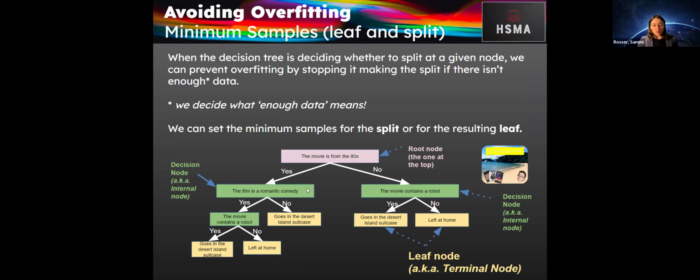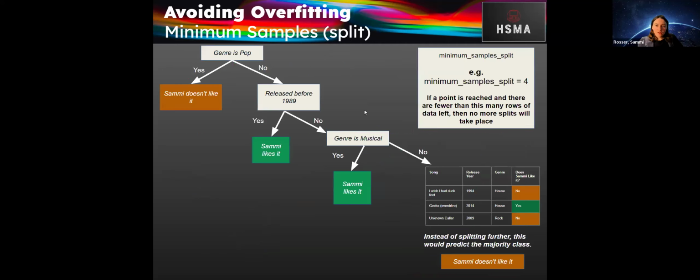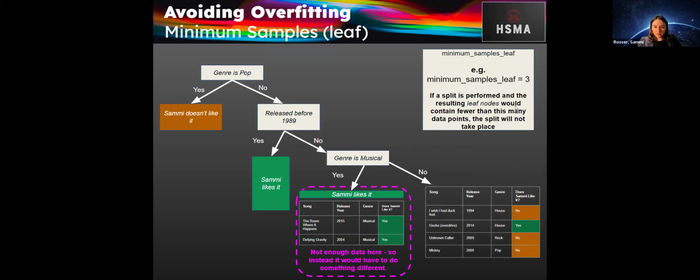So just as a reminder, we've got our leaf nodes down here. These are our split points, where we're going off down a yes or no question. So let's say minimum samples for split. This is a parameter that we would pass in when we create our decision tree. If this point is reached and there are fewer than this many rows of data left, no more splits will take place. So for example, we've got to here, and at this point we've only got 3 samples available. Instead of splitting further, it would now just predict the majority class. We have not met the threshold for the minimum samples for a split to take place.